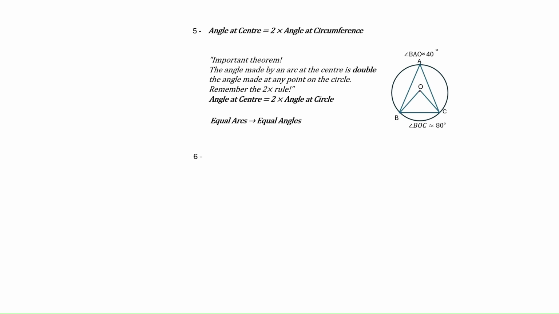The angle subtended at the center will be just double the angle subtended at the circle. You see here, the angle at the center is twice the angle at the circle. This angle will be just half of this angle. Suppose this is 40, then this angle will be 80 degrees. The angle made by an arc at the center is double the angle made at any point on the circle. Remember this rule: angle at center is equal to 2 multiplied by angle at circle.